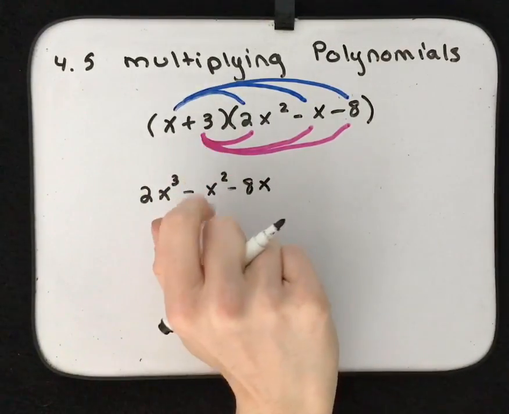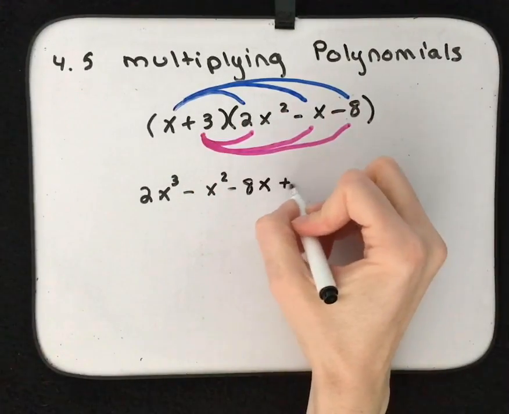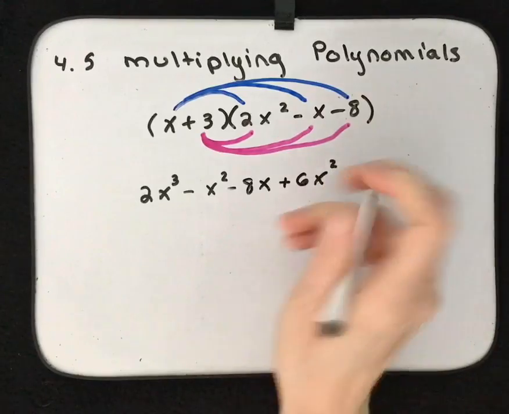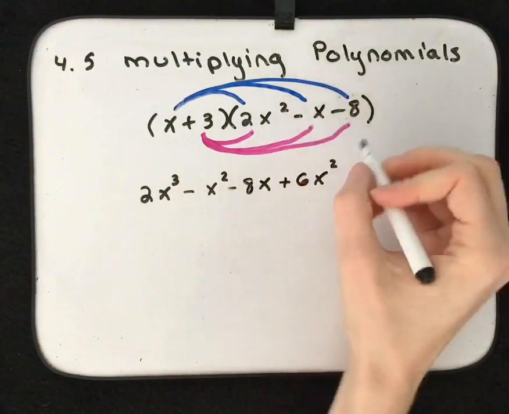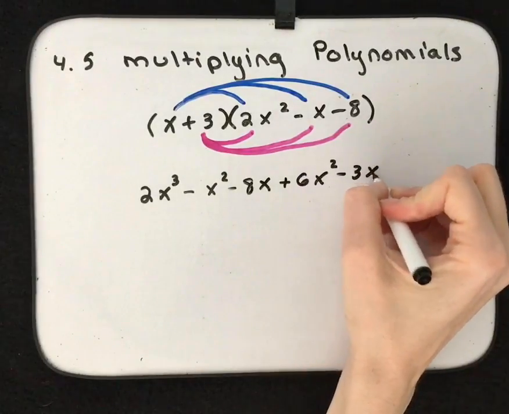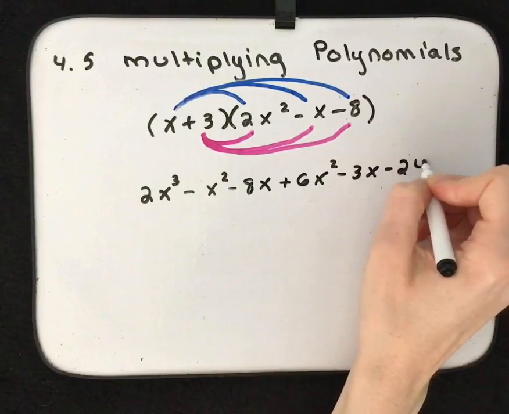Let's try the 3. 3 times 2x squared. 3 times 2, that's 6x squared. 3 times, technically, negative 1. So 3 times negative 1 is negative 3x, and 3 times negative 8 is negative 24.